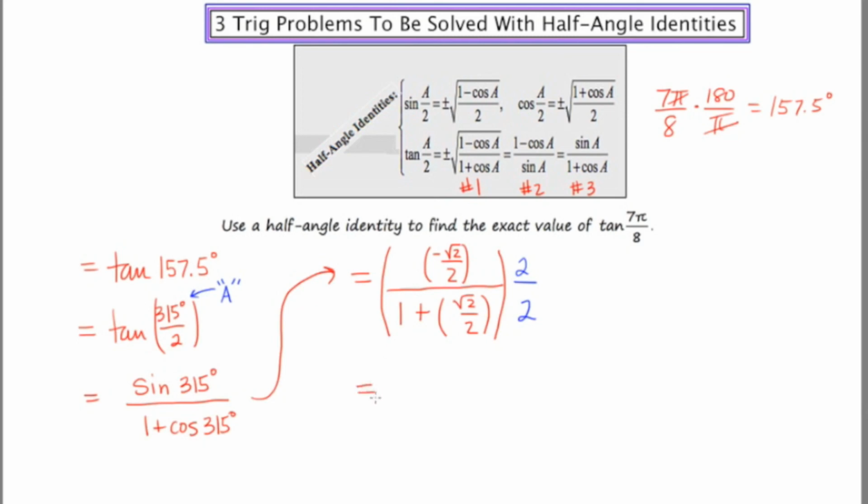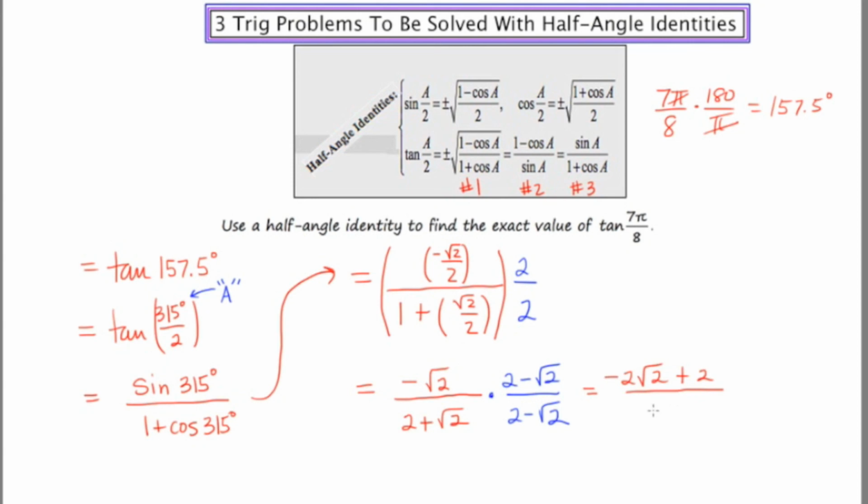If I multiply the top and the bottom by 2, I end up getting negative root 2 on the top, and then on the bottom I get 2 plus root 2. However, you're not allowed to have a radical in the denominator. So I'm going to multiply by another useful form of 1, this time the conjugate of the denominator, or 2 minus root 2. Distributing the negative root 2 through on the top, I get negative 2 root 2 plus 2.